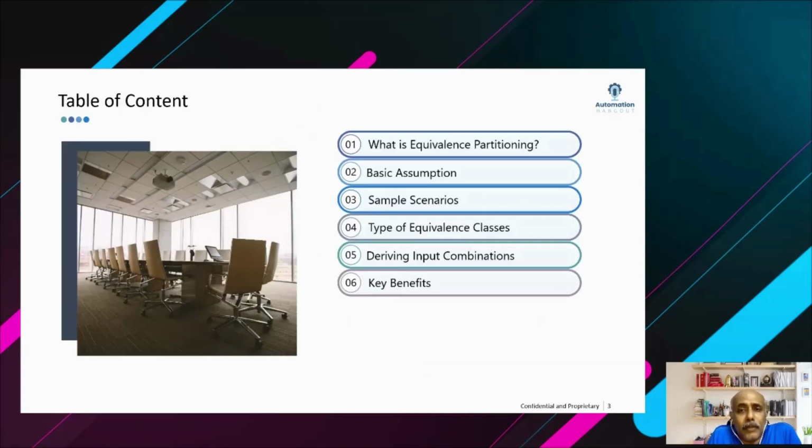So what we are going to do is look at what the technique is. We are going to understand the key assumptions, or the key principles, behind this particular technique. We are also going to take a pretty decent scenario and use it to derive the equivalence classes based on this technique, and finally we're going to take a look at some of the benefits and disadvantages of this approach.